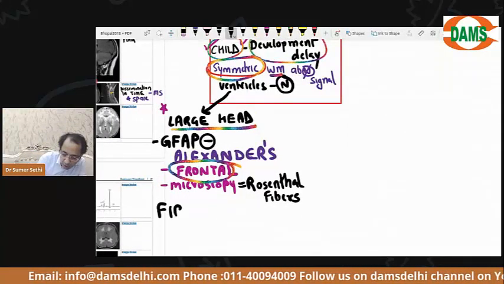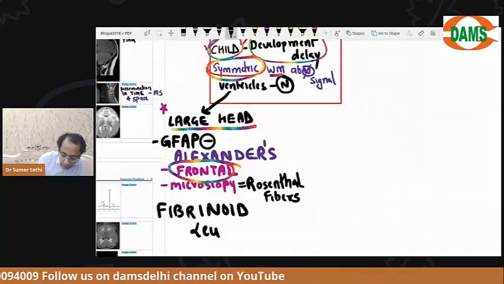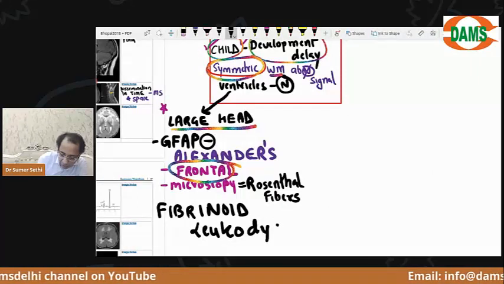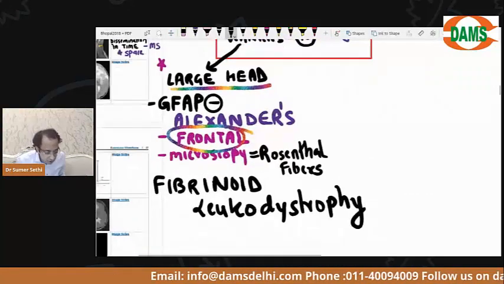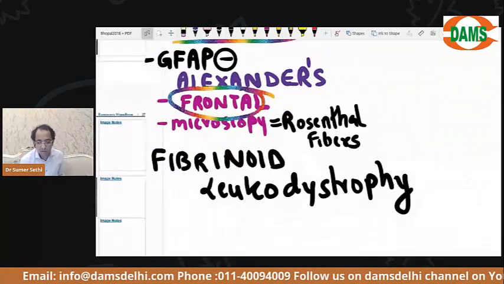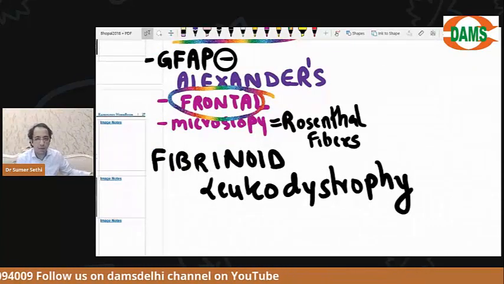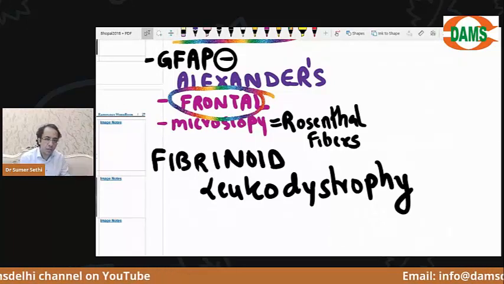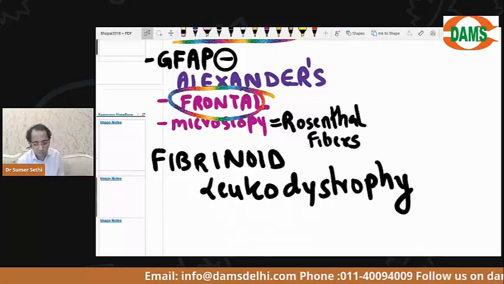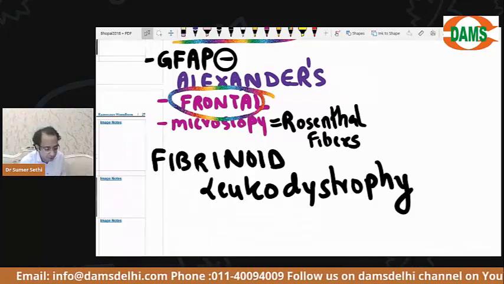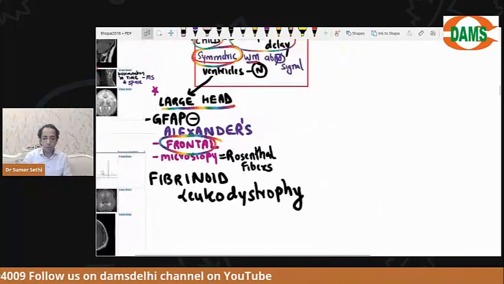It is also called fibrinoid leukodystrophy. Okay, Alexander's disease is also called fibrinoid leukodystrophy. Fibrinoid means with fibers, Rosenthal fibers. Leuco means white matter, white. Dystrophy means abnormality. So fibrinoid leukodystrophy is another name for Alexander's disease. Are you clear? Very good. Okay, second question.